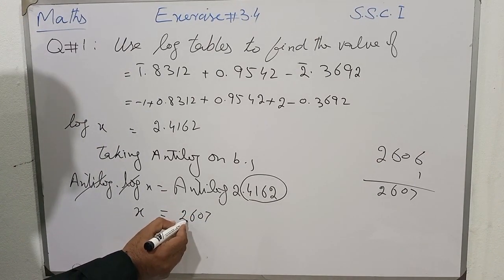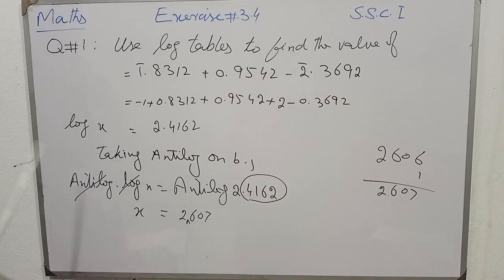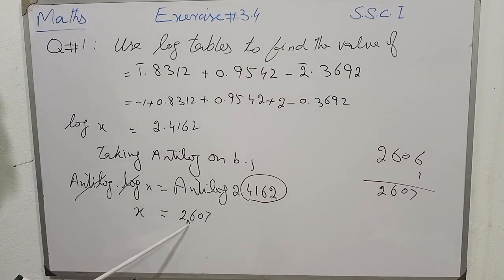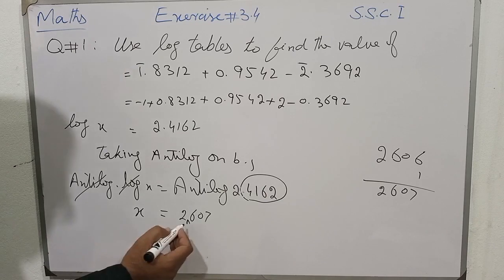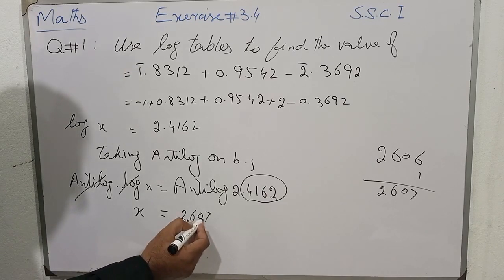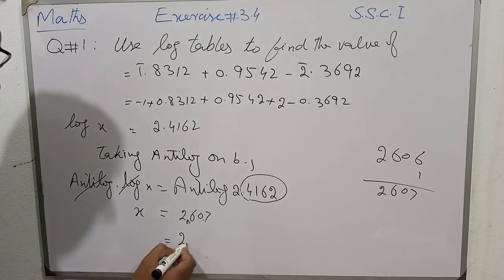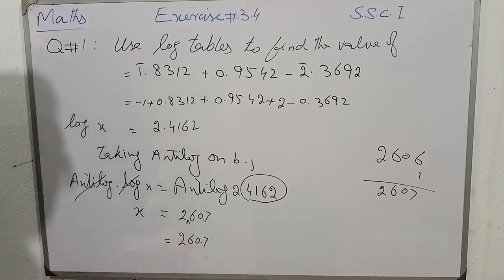After the first non-zero digit we will put the reference position, and this characteristic is telling us that we have to move our point 2 digits after the reference position. So when we move our point 2 digits to the right side, 1, 2, and the point will be here. So the answer of this question is 260.7.